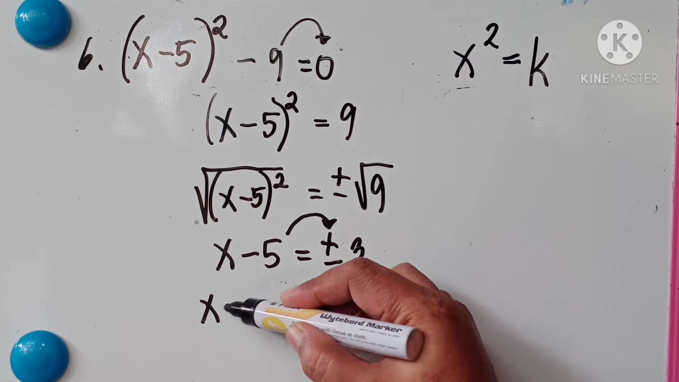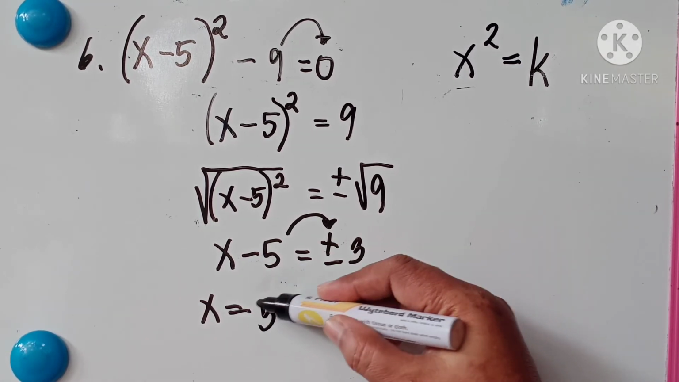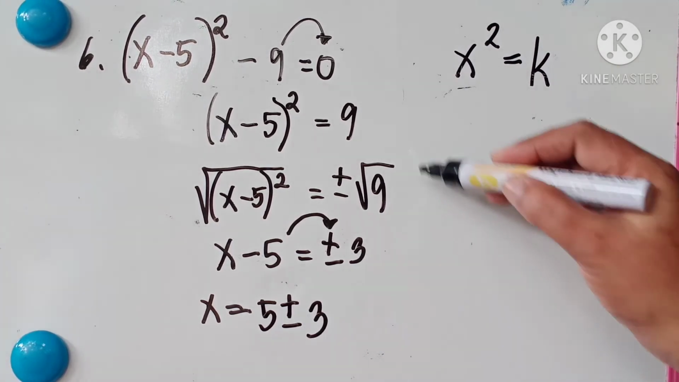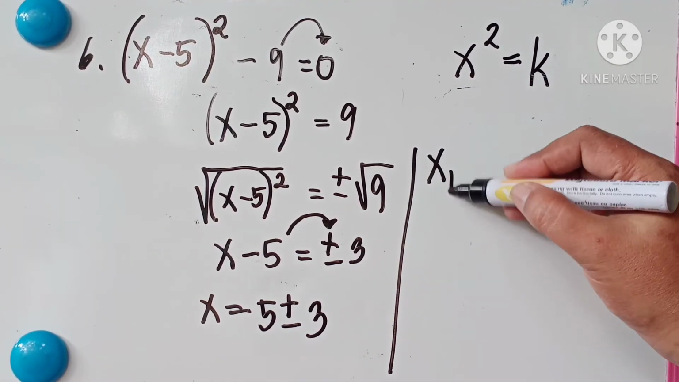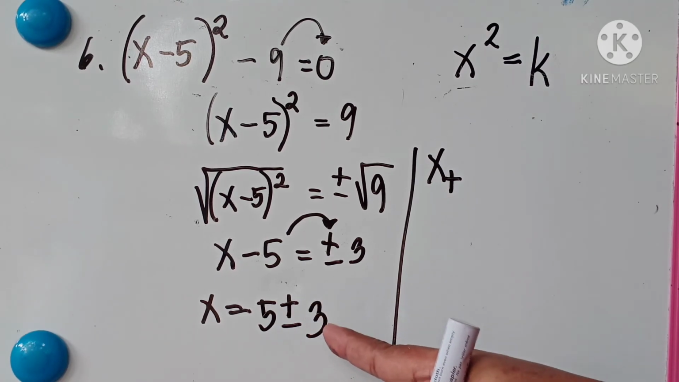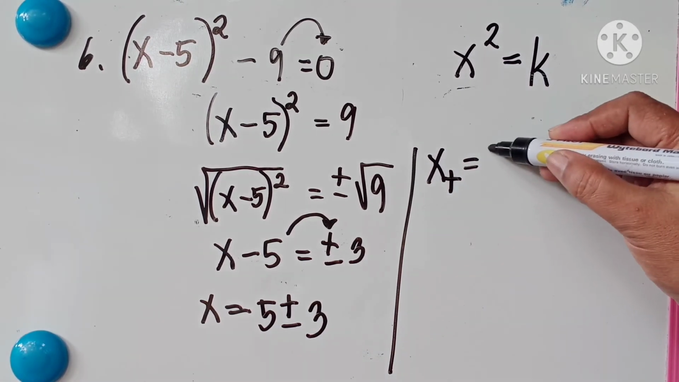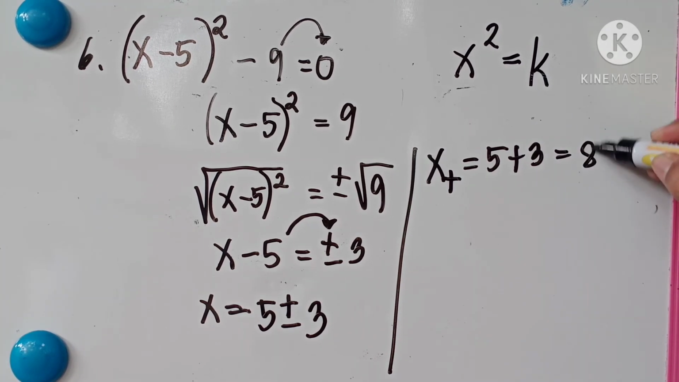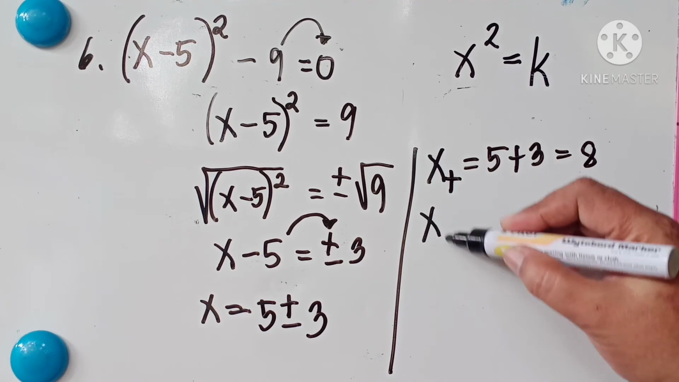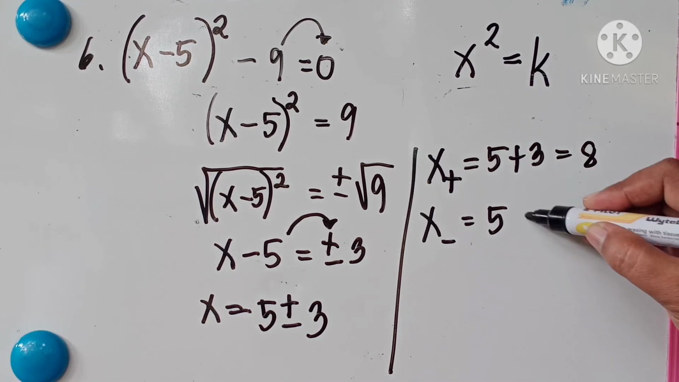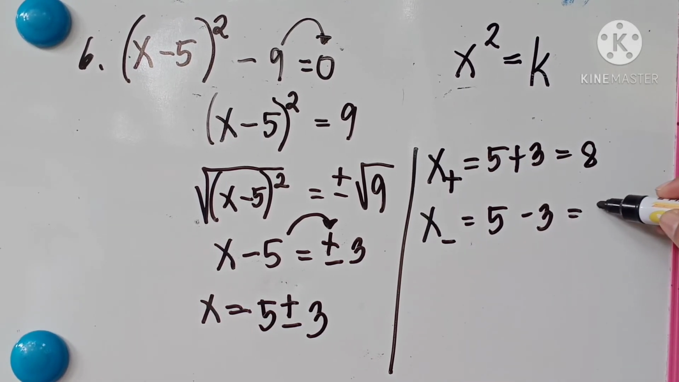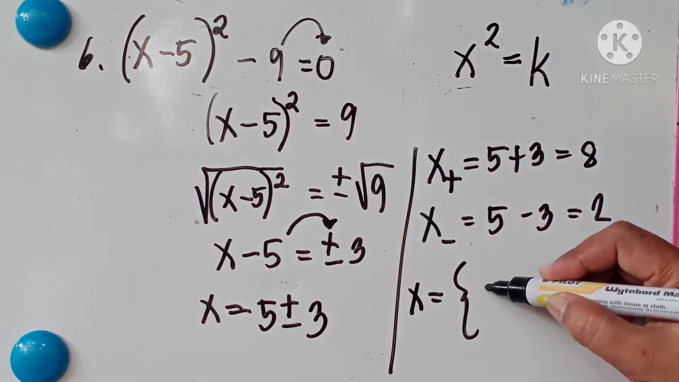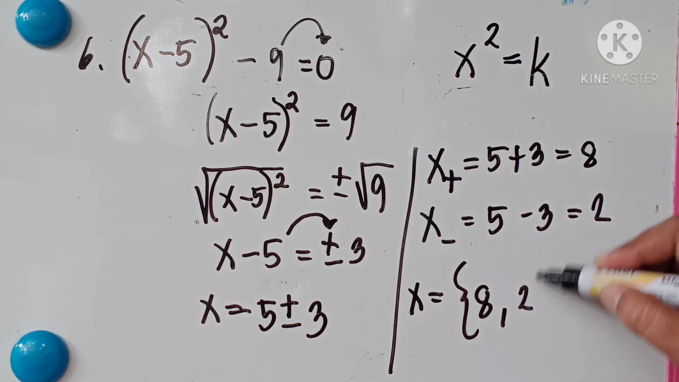We have now x is equal to positive 5 plus or minus 3. So, we have now x positive. We will use plus 3 or positive 3. So, 5 plus 3 is equal to 8. Then, the second one, x negative. So, 5 minus 3 is equal to 2. So, the values of x now are 8 and positive 2.